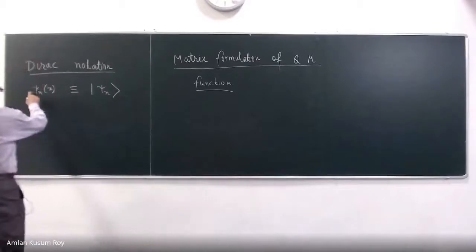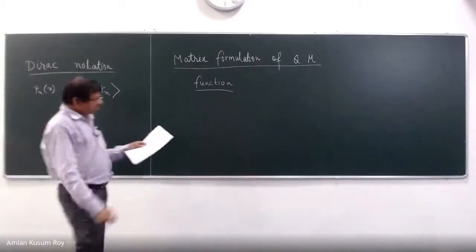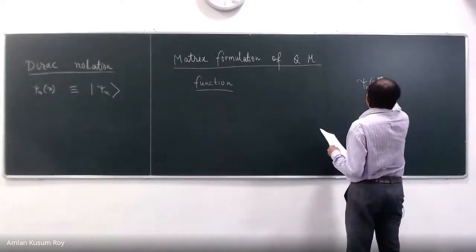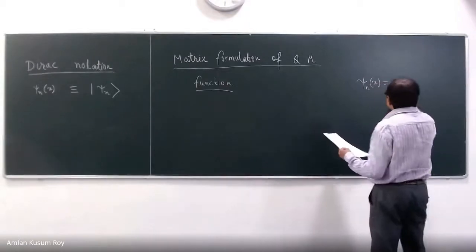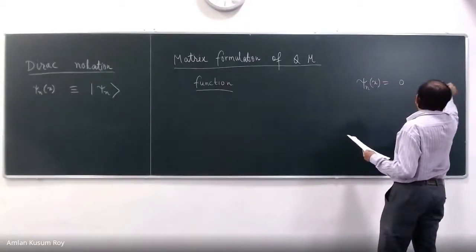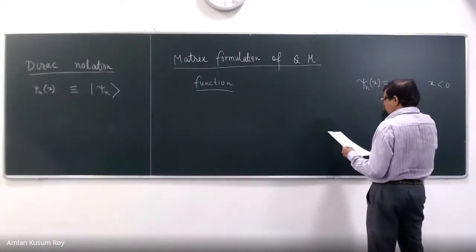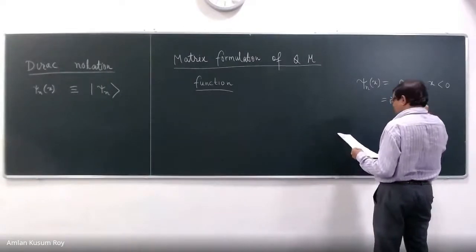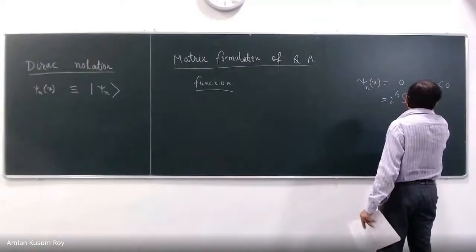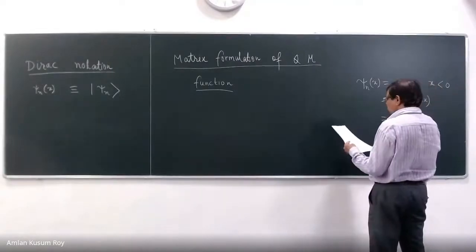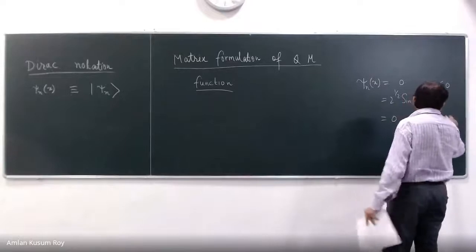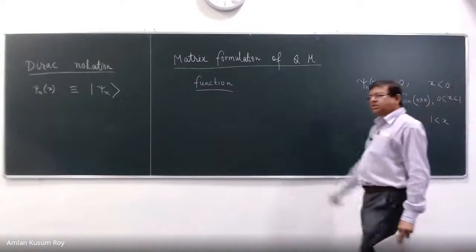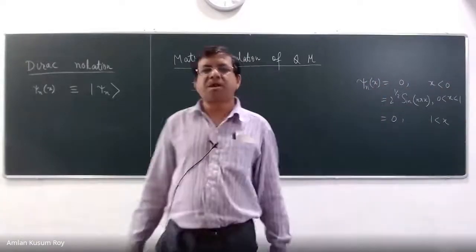This is a function. What is psi n? For the whole discussion today, let us have some simplification. Psi n of x, let us write this: 0 for x less than 0, equal to 2 to the power half sine n pi x for 0 less than x less than 1, and equal to 0 for x greater than 1. You recognize this function? What is this function?